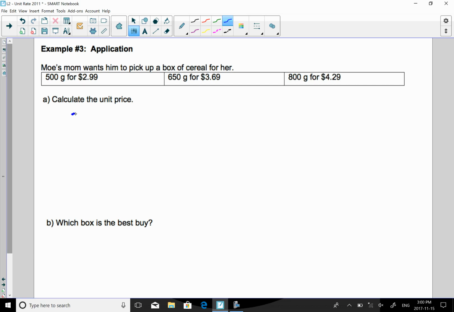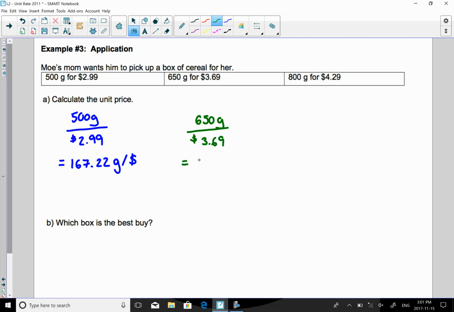So I'm going to do 500 divided by $2.99. You'll notice I write the units so that I can use the units in my final statement. So 500 divided by $2.99 is 167.22 grams per dollar. So you're getting that many grams per dollar. Then if I do 650 divided by 3.69, I get 176.15 grams per dollar here.